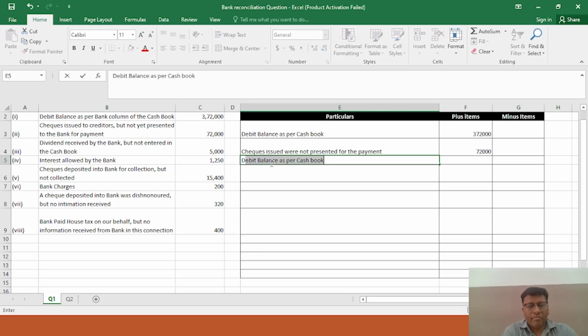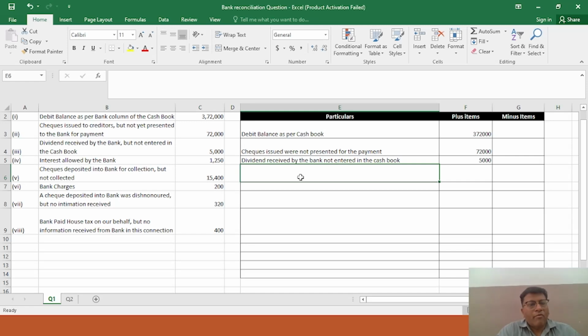So dividend, you have to mention dividend received by the bank but not entered in the cash book. So bank balance is higher than the cash book, so you have to focus on the opposite book. The opposite book balance is higher than your cash book, right? So 5,000 you have to write in the plus items.